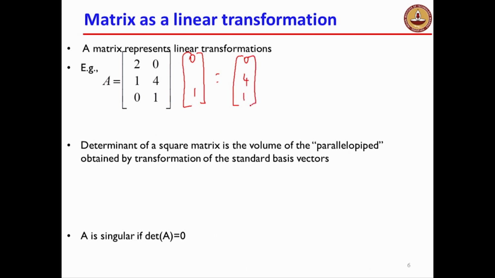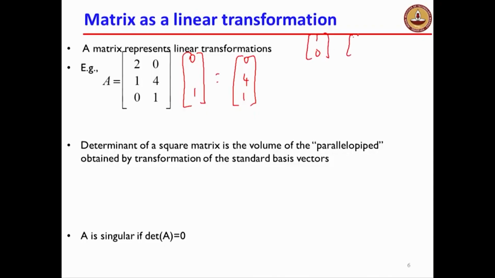Now, if you noticed, the columns are what? Let's say the original basis vectors are (1, 0) and (0, 1). The columns of the matrix are telling you what happens to these standard basis vectors after the transformation. If you ask me what happened to the vector (1, 0), it was the vector (2, 1, 0). If you ask me what happened to the vector (0, 1) after transformation, it was (0, 4, 1). So the columns of the matrix are telling me what is happening to the vectors after transformation.